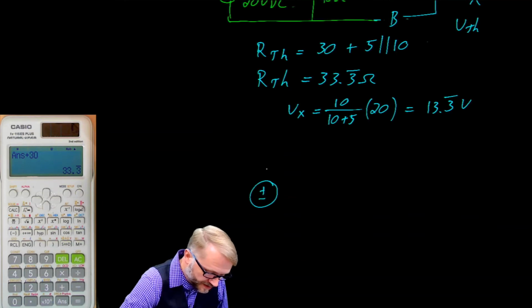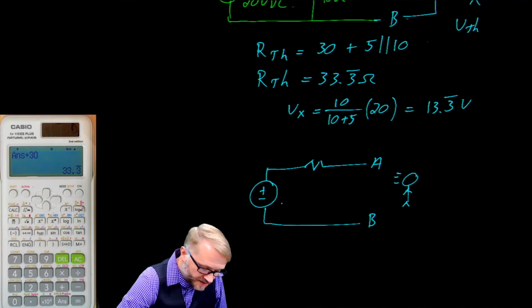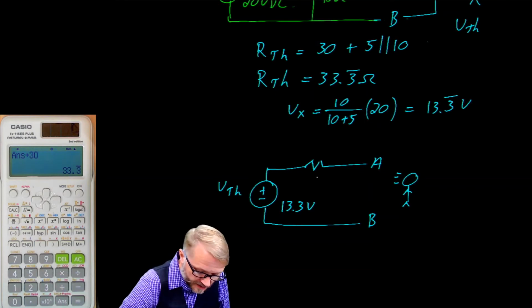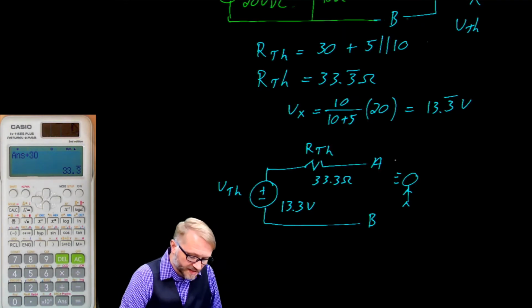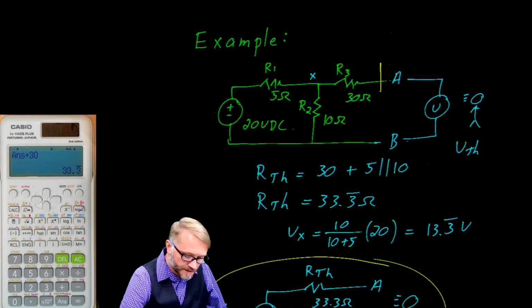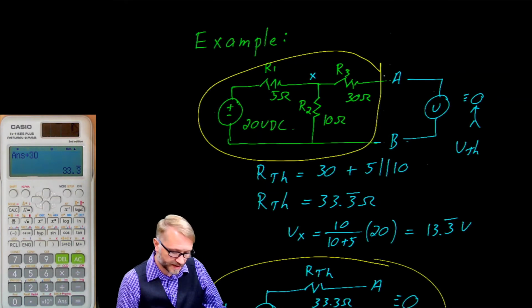So now we draw the circuit like this. That's point A. This is point B. This is you looking into the circuit. You see 13.3 volts. That's the Thevenin voltage. And you see a resistance of 33.3 ohms. That is the Thevenin resistance. And once again, this here is a beautiful model of this. They are identical. You cannot tell them apart.